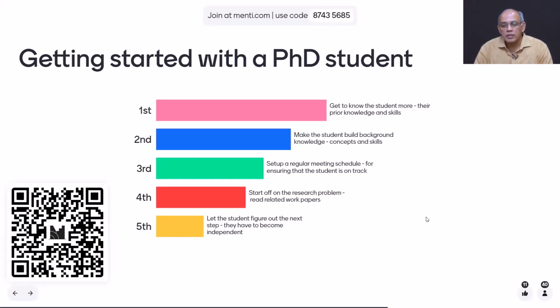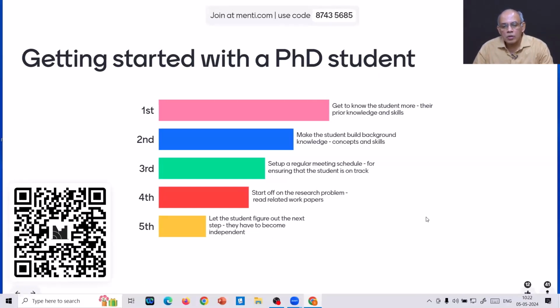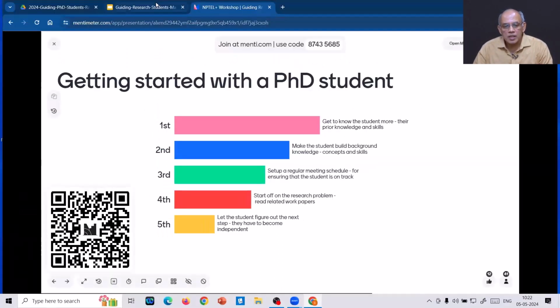So that's a very good point, because that is what is going to start off your interaction. And the second option has turned out to be make the student build background knowledge, concepts and skills. The third priority is setting up of a regular meeting. The fourth one is starting off on the research problem. And the fifth one is letting the student figure out the next steps. So it turns out that these are also aligned with my own responses.